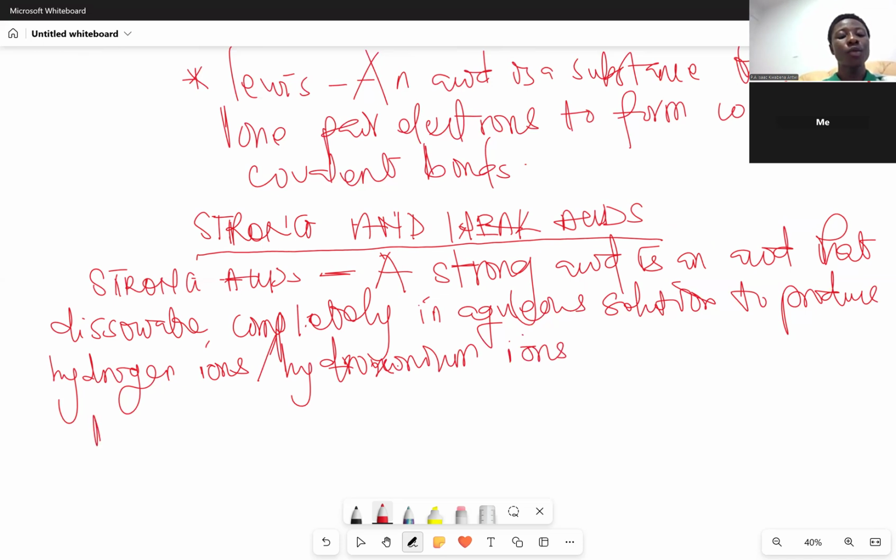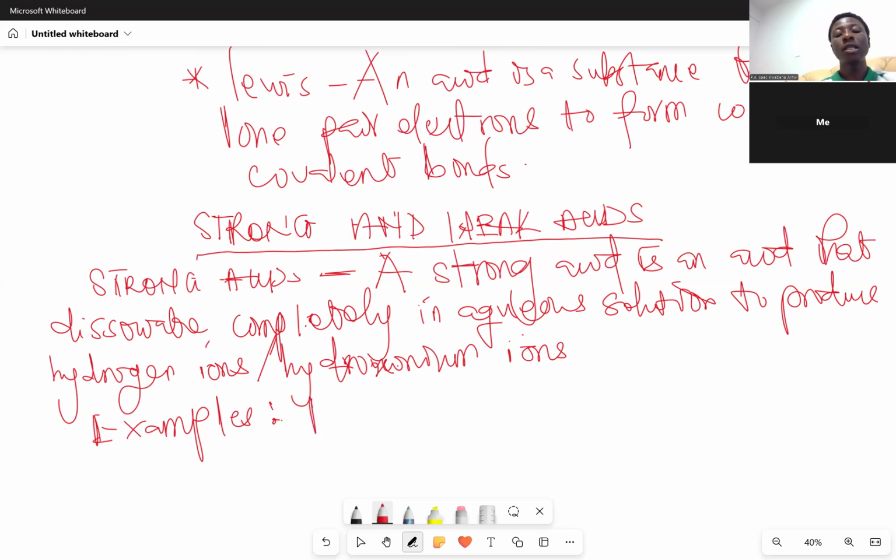Let's look at some examples. Alberta, define strong acids again. I know you're busy writing, but if you heard me, what did we say strong acids are? A strong acid is an acid that dissolves completely in aqueous solution to produce hydrogen ions or hydrozonium ions. Good. So just watch out, you can be asked.